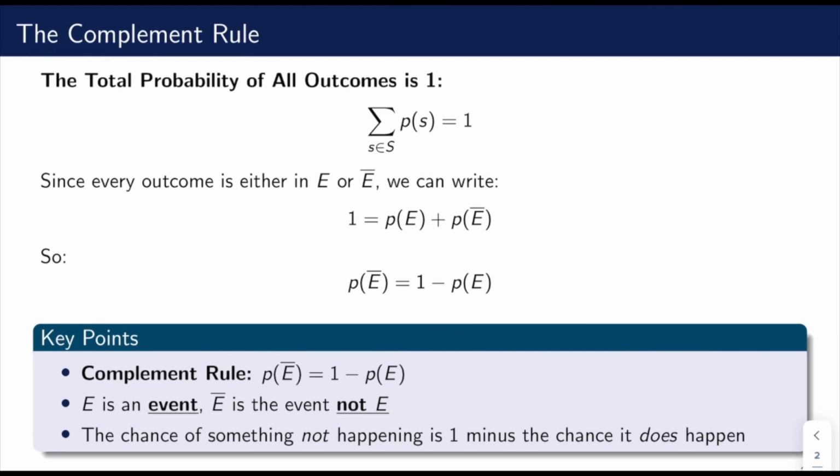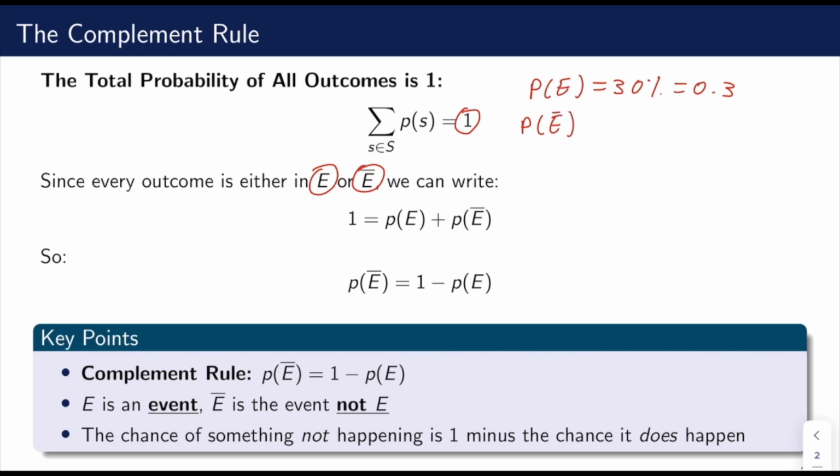Let's start with complements. In any probability setup, the total probability of all possible outcomes is always 1. That just means something has to happen. Either the event occurs or it doesn't. Now let's say we're taking a look at event E. Let's say the probability of E, or P of E, is the probability that it rains tomorrow. And let's say that's 30%, or 0.3. Now, if we want to know the chance it doesn't rain, or E complement, we're looking for the probability of the complement of E, written as P of E complement.